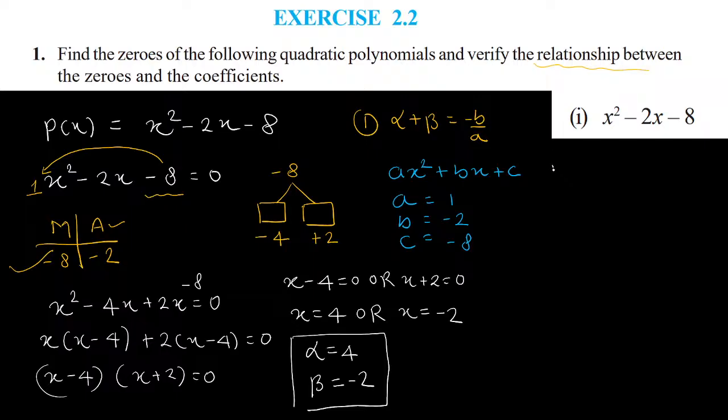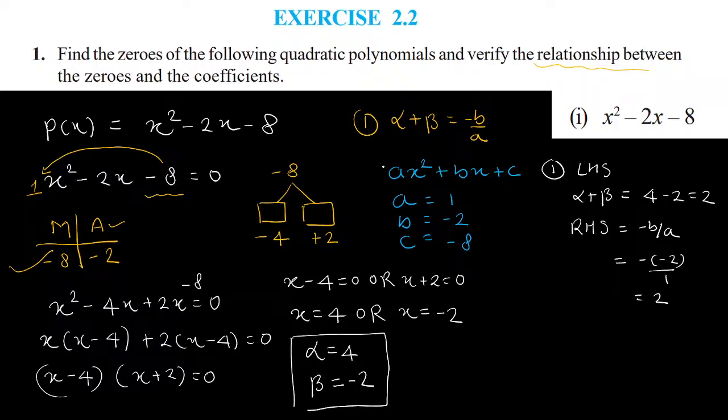First result, LHS. What is LHS? That is alpha plus beta, and we are getting 4 minus 2, that is 2. And for the first relationship, what is RHS? That is minus b by a. So minus of minus 2 divided by 1, and we are getting 2. So the first relation is verified.